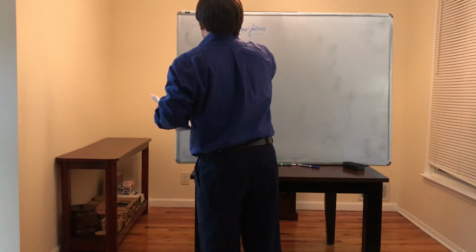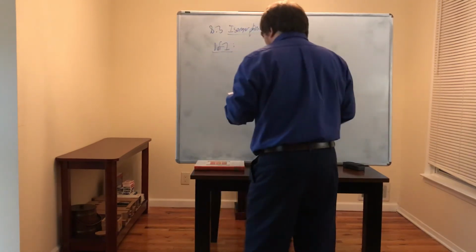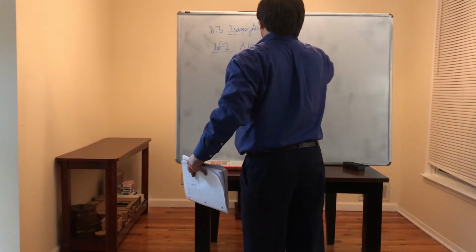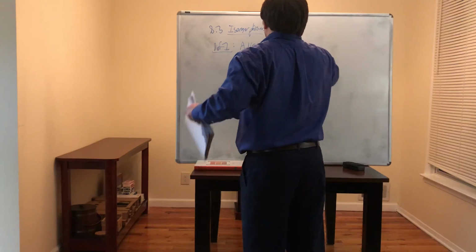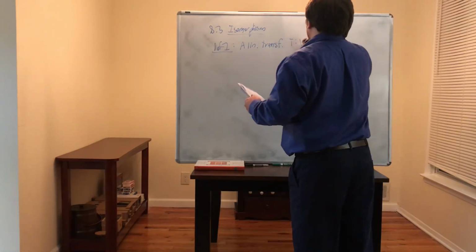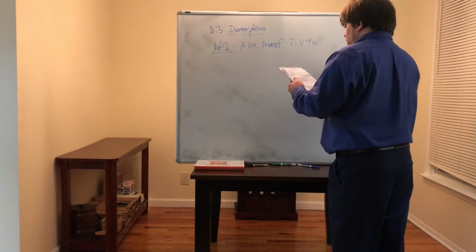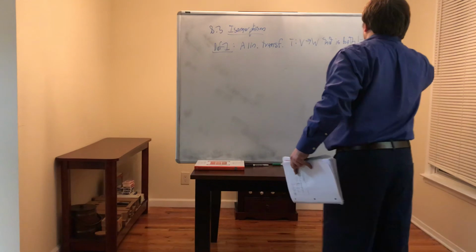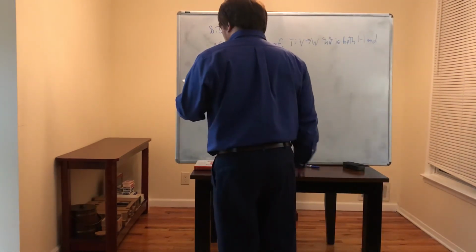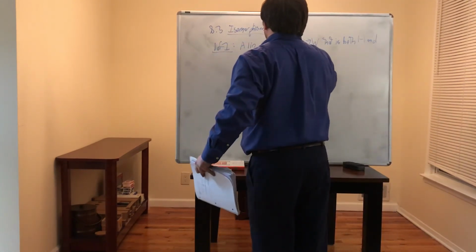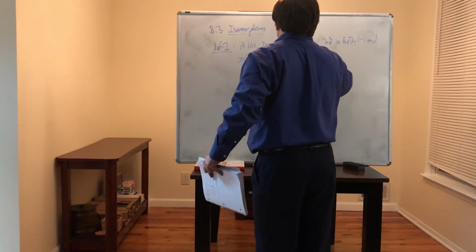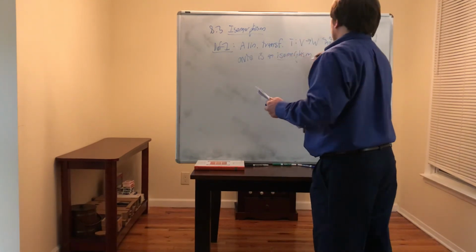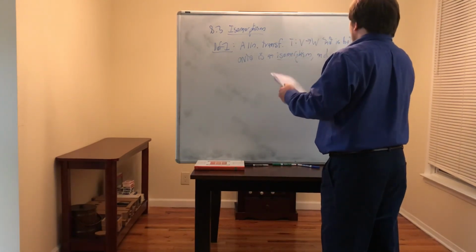Isomorphism, definition 1. Okay, so definition 1: a linear transformation T from V to W that is both one-to-one and onto is an isomorphism. And W is isomorphic to V.